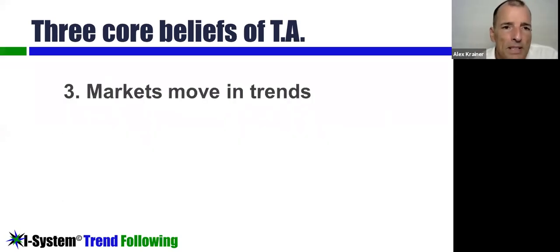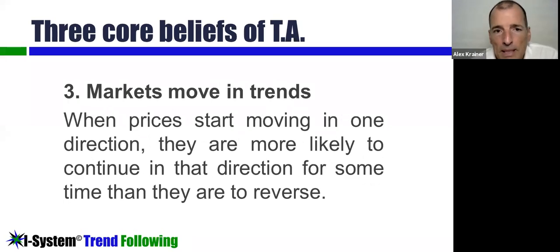The third one is that markets move in trends. Basically, when prices start moving in one direction, the belief is that they are more likely to continue in that direction for some time than they are to reverse. Having said that, there's a broad observation among trend followers and technical analysts that markets tend to trend about 1/3 of the time and consolidate or correct about 2/3 of the time. And that's going to be relevant to another point I'm going to make a little bit later.